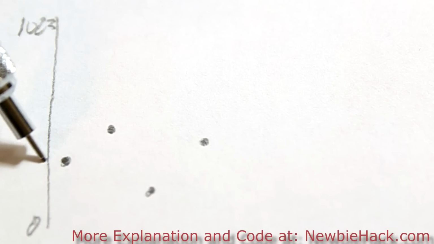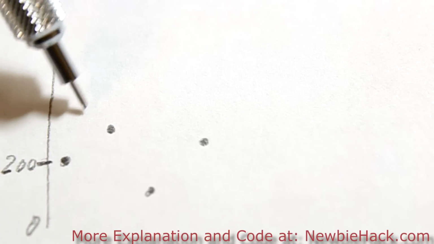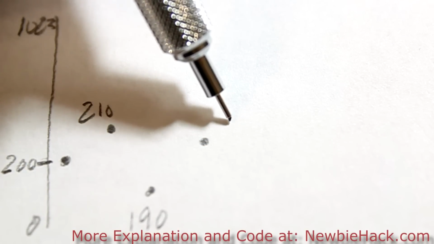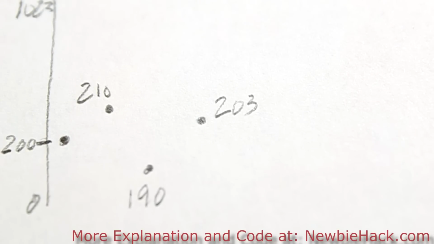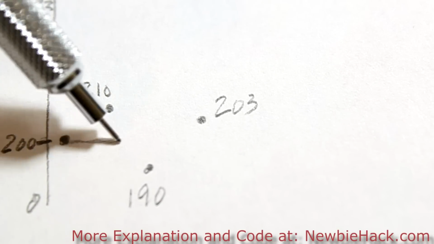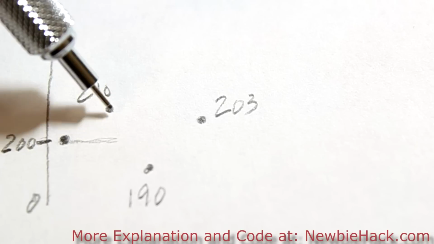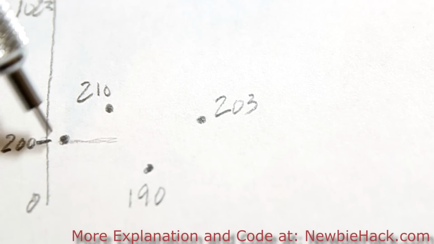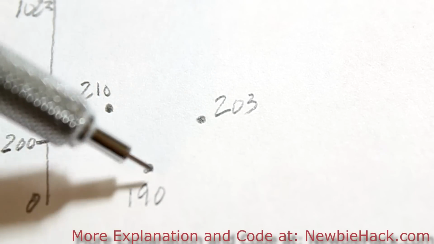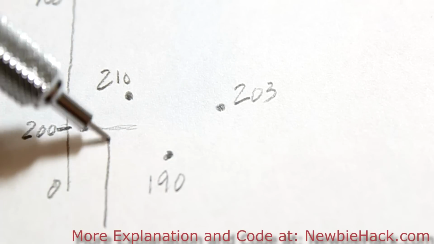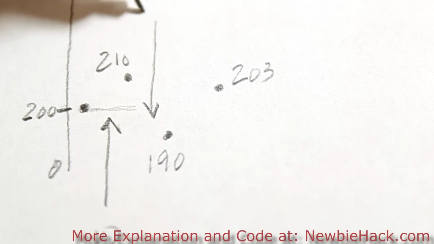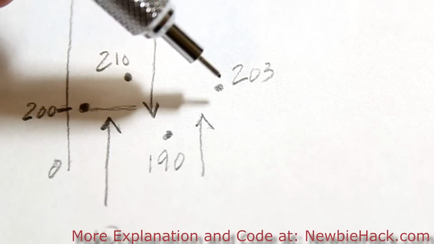And let's just say that this is around 200. Maybe this measurement came out to be 210, and this one is 190, and then this one is around 205 or 203. We want to determine the displacement, or the difference, between the first one and the next one, and then between this one and the next one, and so on. What we'll get is a sort of delta between each sample. So the delta for this one would be 10, the delta for this one would be 20, and the delta between these two would be 13.